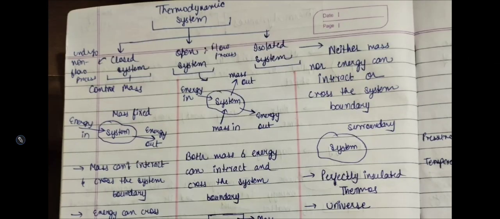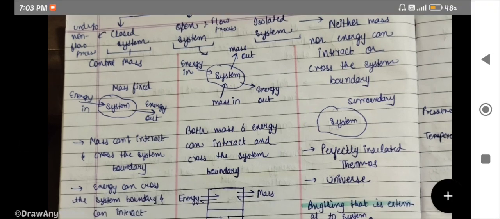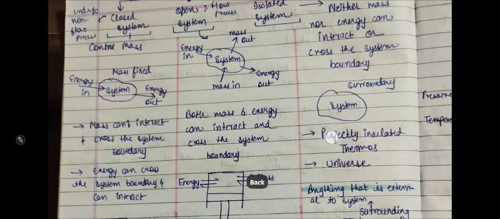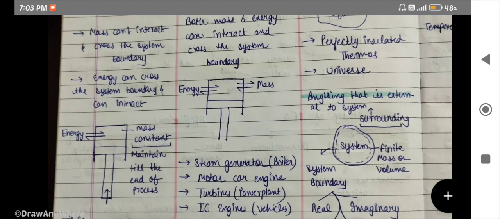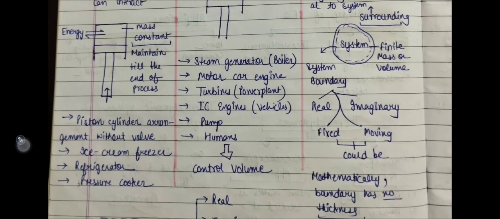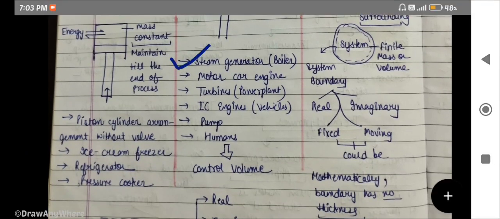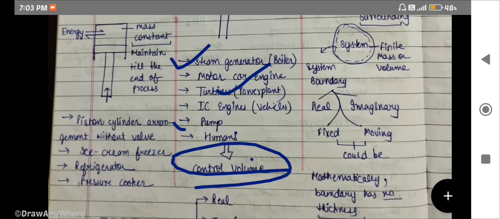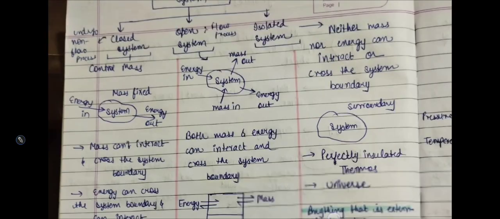Now the open system is a flow process. In such a system, energy and mass both can interact and cross the system boundary. There is no restriction. Here we can represent energy coming in and going out, and in a similar way mass coming in and going out. For example, steam generators, boilers, motor car engines, turbines, IC engines, pumps, humans. The open system follows a control volume approach, where we take a particular region in space and focus on that.